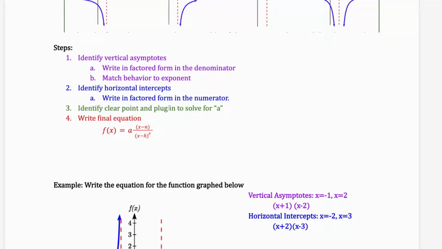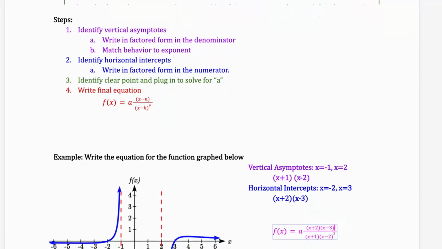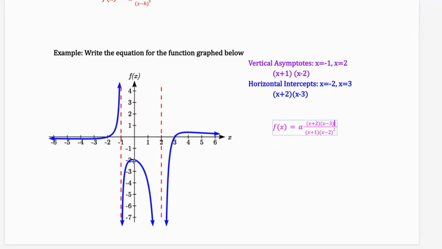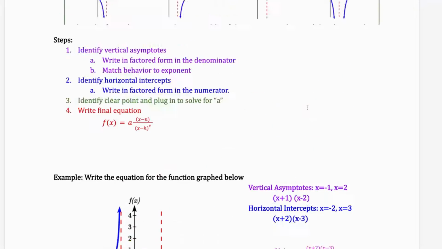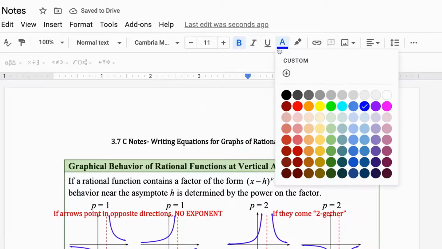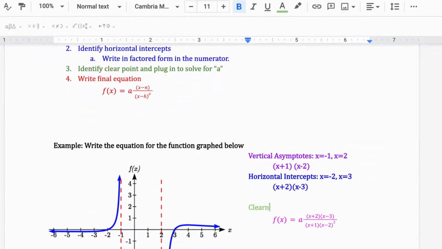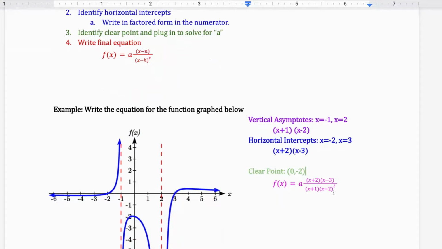So my last step, or my second to last step, is to identify a clear point and plug in to solve for A. So the clear point I have here is the y-intercept, which is the point (0, -2). And I'm going to plug that into the equation.